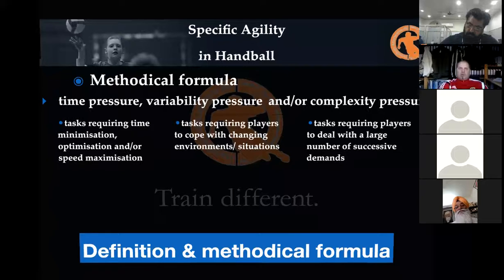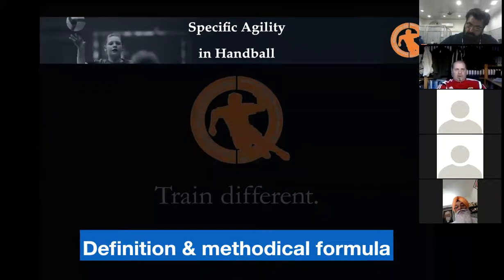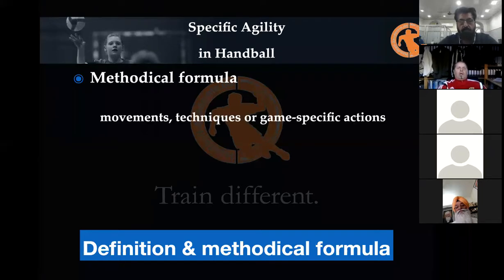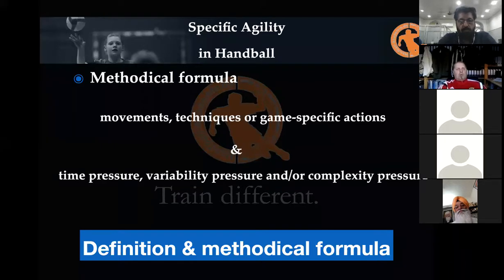So these were the two questions we answered, what and how, and from those two answers we can build up the methodical formula. If we want to work out specific agility in handball, we have to train movements, techniques, and game-specific actions, and we have to work that out under time pressure, variability pressure, and complexity pressure.